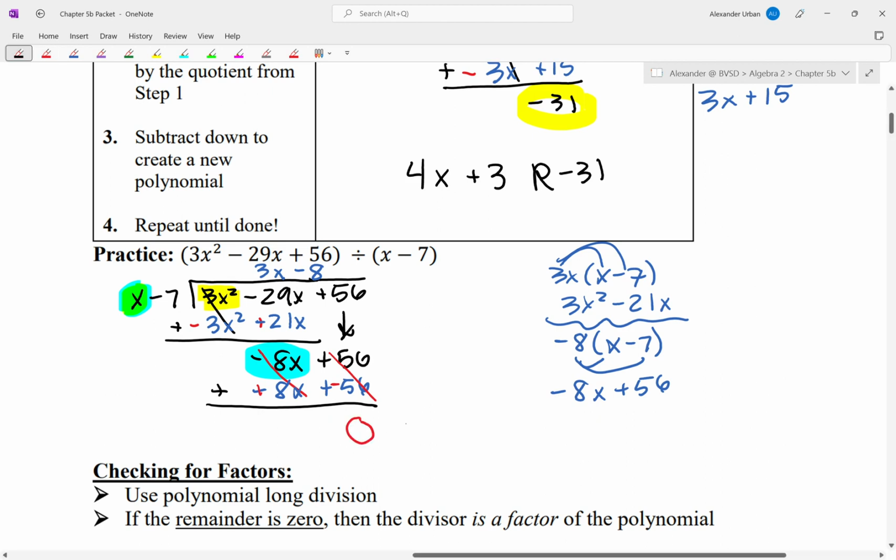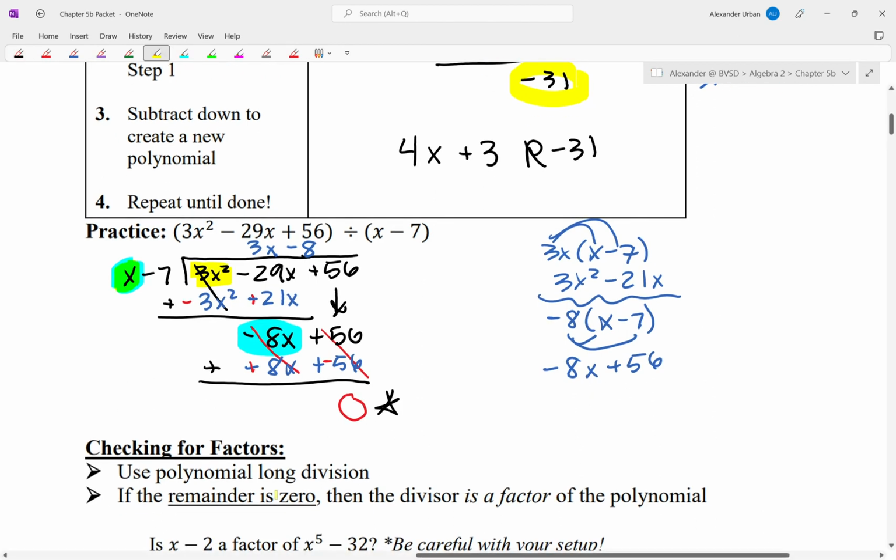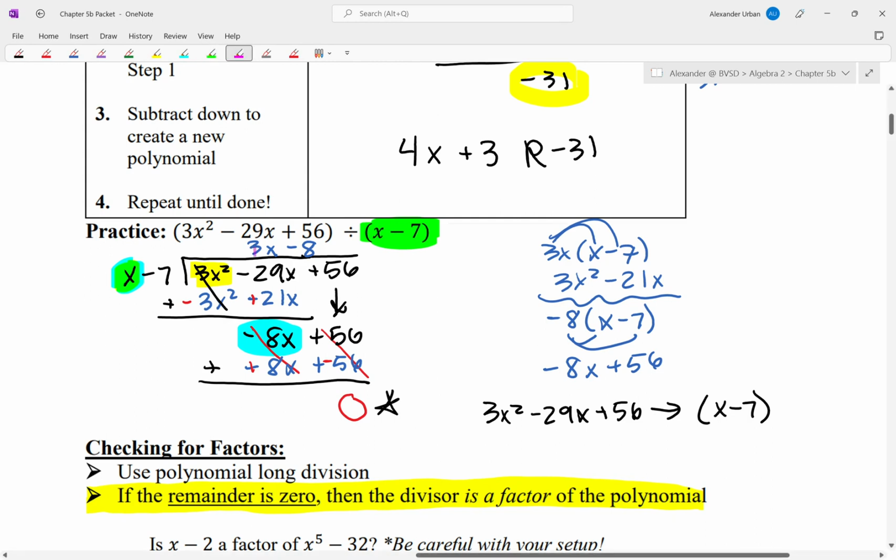So what does this mean? If the remainder is a 0, then the divisor is a factor of the polynomial. So what this states right here is 3x squared minus 29x plus 56 is x minus 7. I'll highlight that. X minus 7, because this did work. It worked and worked well. Times the quantity of 3x minus 8. That means they're factors.